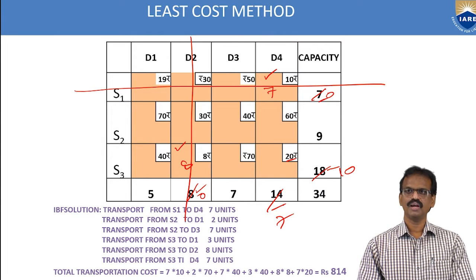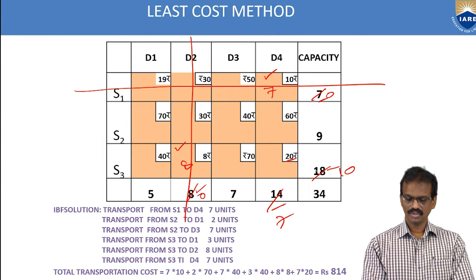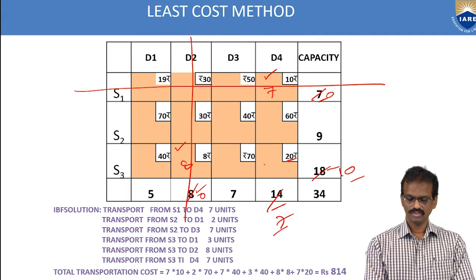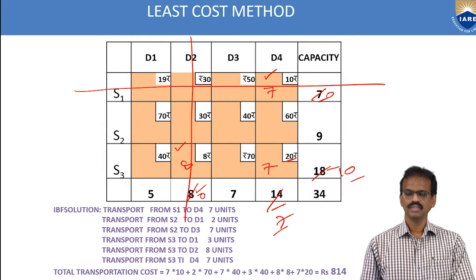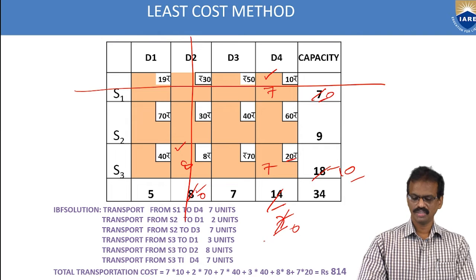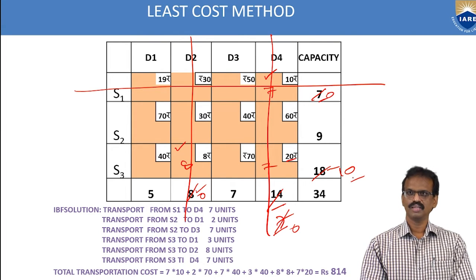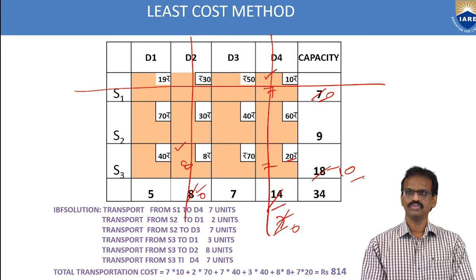20. So how to allocate 20? For the 20, there are two values. One is 7, another one is 10. You have to allocate the minimum value, so allocate 7 here. If you allocate 7 here, automatically this 7 will be cancelled, so the complete column will be cancelled. Here the remaining value is 10 minus 7, because 7 is already allocated here. That is 3.